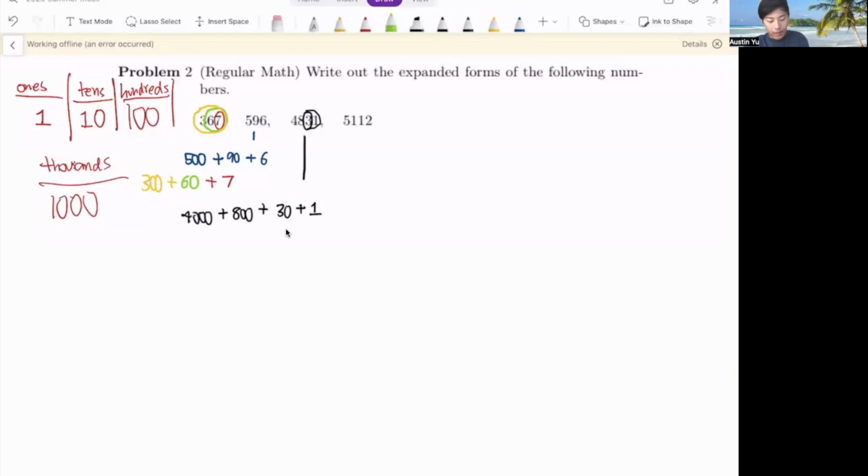And then finally, in green, let's move over here. We see 5,112. Well, we see that 2 is in the ones place, so 2, and then plus 1 in the tens place, that gives us 10, and then 1 in the hundreds place, which gives us 100, and finally 5 in the thousands place gives us 5,000. Okay, and that is how you do problem 2.